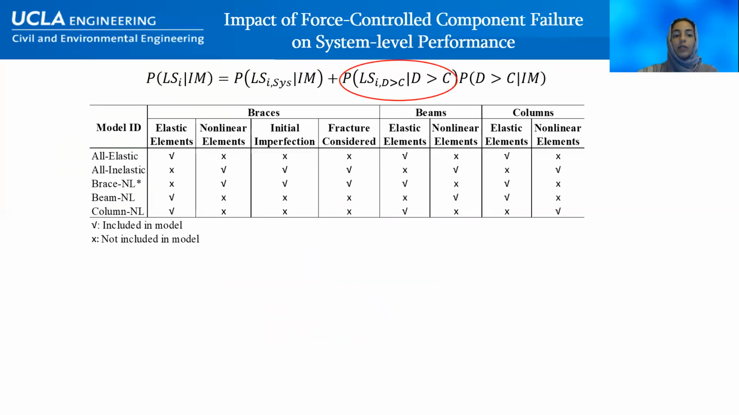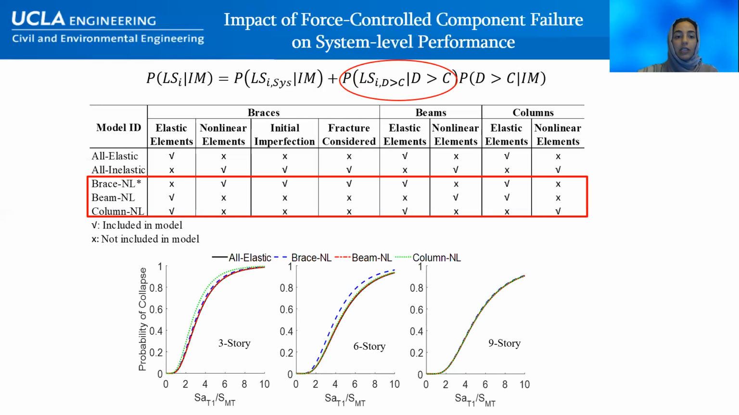In order to compute the incremental collapse fragility caused by force control component failure, structural models that consider the nonlinearity in the beam, brace, and columns are used. The figure shows collapse fragility curves for all 3 building cases with and without considering beam, column, and brace failure. For the 3-story case, column failure has the largest effect. For the 9-story building, the overall effect of the force control component failure is negligible.